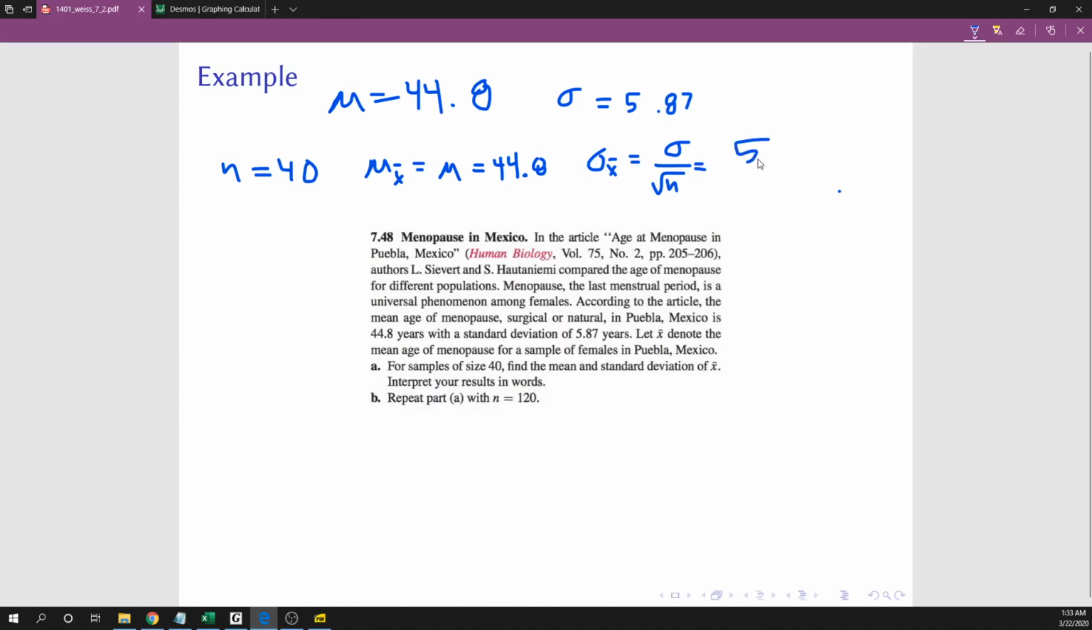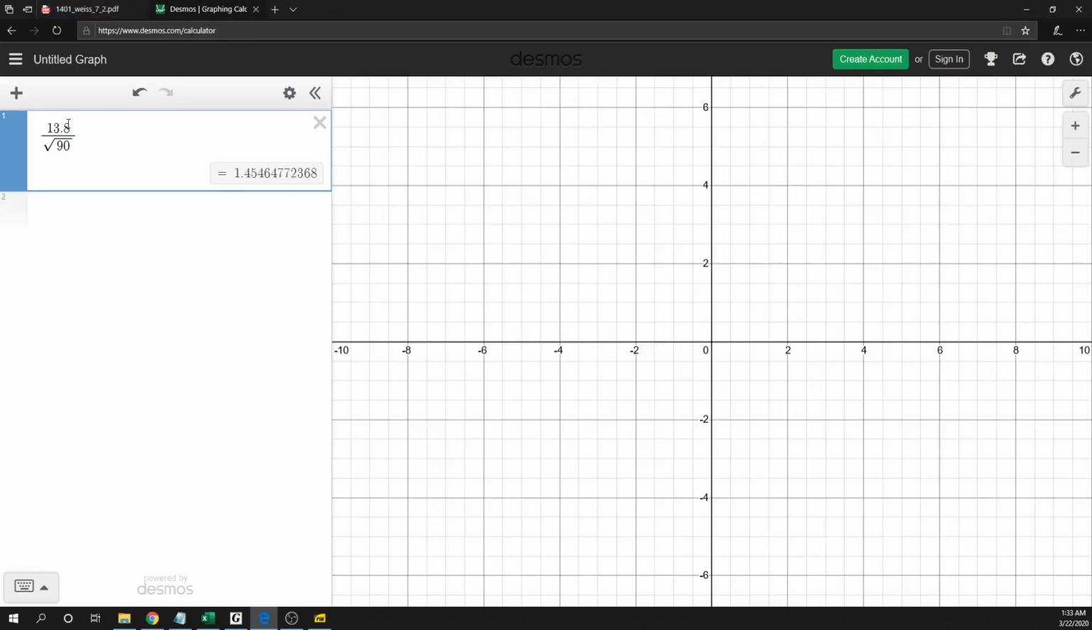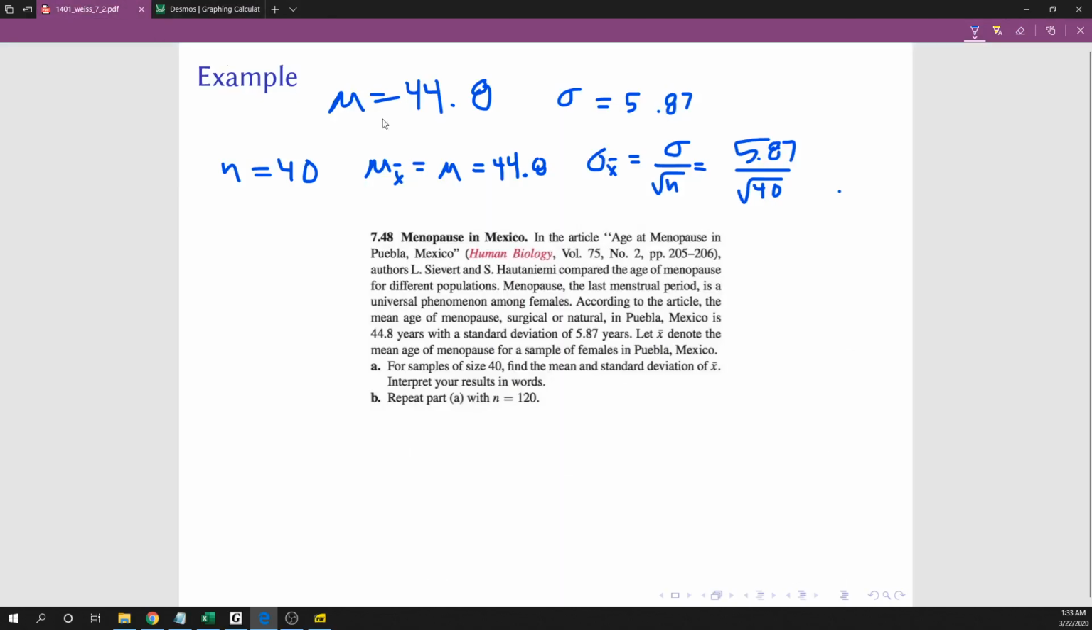So that is 5.87 divided by the square root of 40. So that comes out to be 5.87 divided by the square root of 40. So 0.928. All right, and that's it for part A.